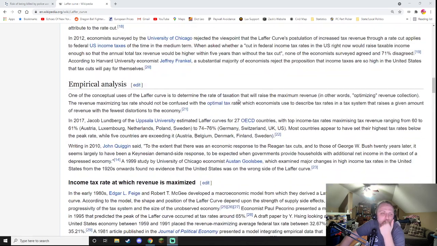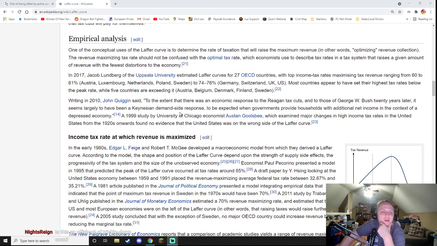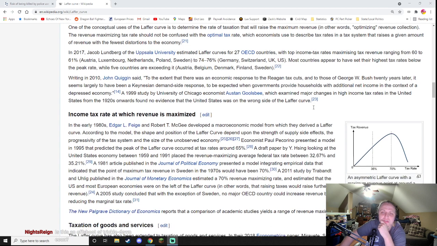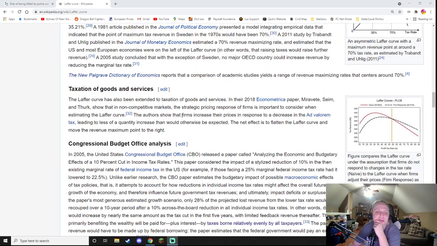Empirical analysis. One of the conceptual uses of it is to determine the rate of taxation that will raise the maximum revenue, in other words, optimizing revenue collection. Revenue maximizing tax rates should not be confused with the optimal tax rates, which economists use to describe tax rates that raise a given amount of revenue with the fewest distortions to the economy. Estimates of Laffer Curves, writing in 2010, income taxation. It's also been extended to taxation of goods and services, 2018, Econometrica paper, Mirrlees, Simon.